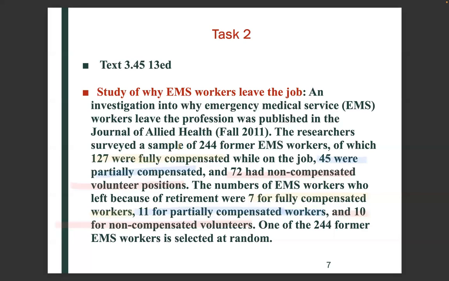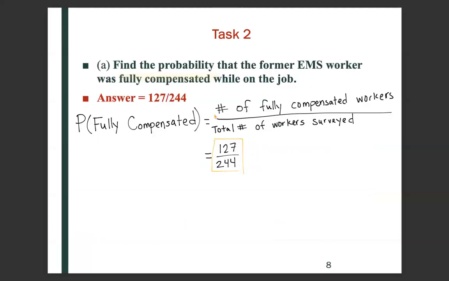So we have 127 EMS workers who were fully compensated, and 7 of the fully compensated workers left because of retirement. And then we have 45 who were partially compensated, and 11 left for retirement out of those partially compensated workers. And last but not least, we had 72 non-compensated volunteer positions, and 10 of those left. So anyways, let's look at what we're being asked.